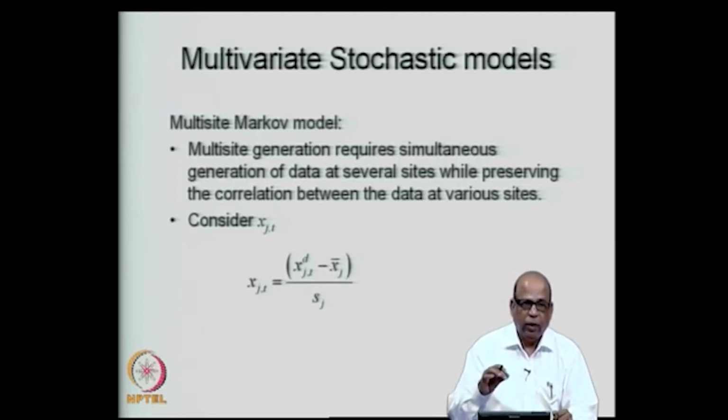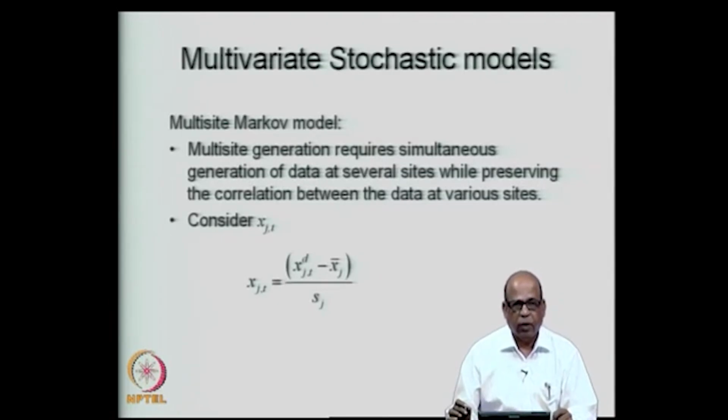However, when we are interested in developing generation models for data generation simultaneously at several locations, remember in the watershed you may have 3-4 streams, and your interest is to generate data on all these 3 or 4 streams simultaneously, taking into account their interdependence in as much as there is a correlation that exists among all these data.